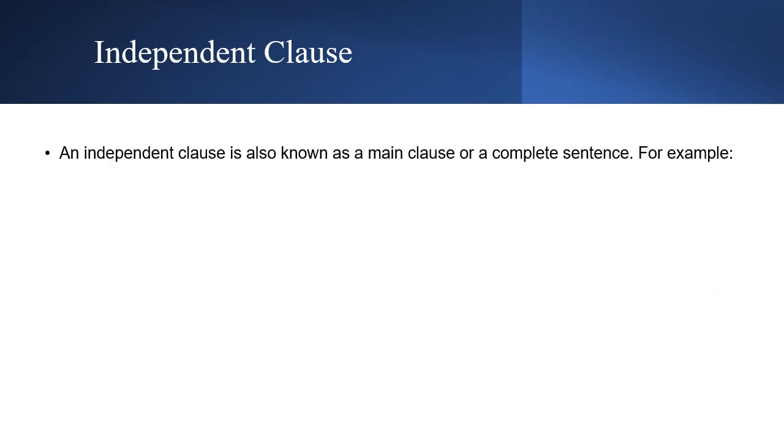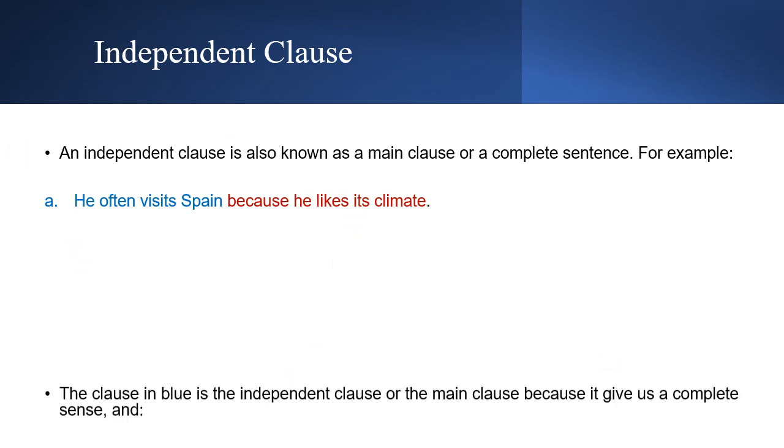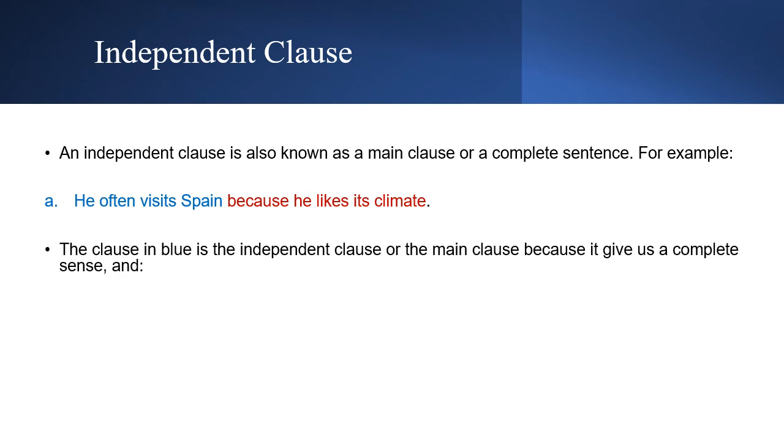Let's move on to the next one and look at each one of them separately. Now the independent clause is also known as a main clause or a complete sentence, as I explained earlier. For example, he often visits Spain because he likes its climate. In this one, the clause in blue is the independent clause, because it gives us a complete sense: he often visits Spain. It doesn't need any other information.